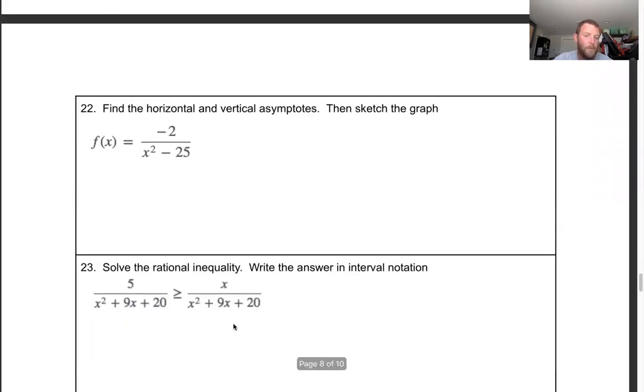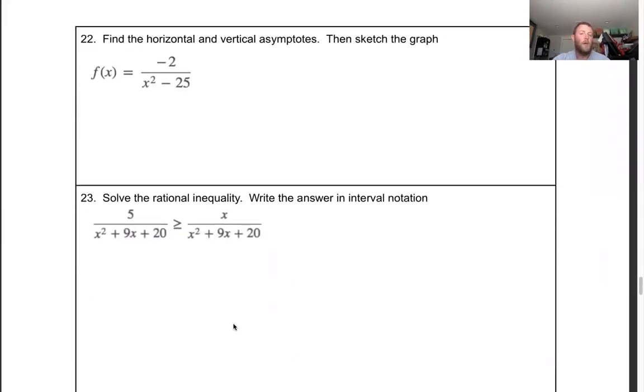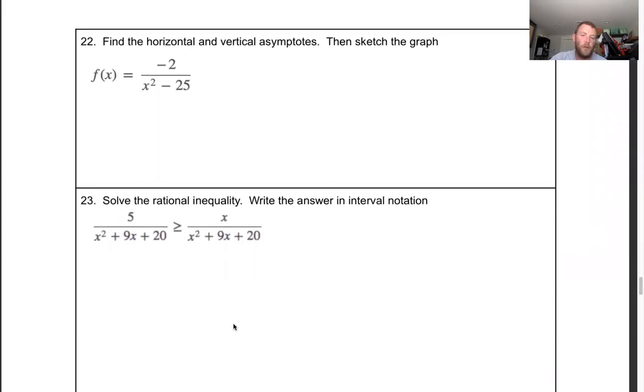22. Okay, so find the horizontal and vertical asymptotes, then sketch the graph. Okay. Let's do that. Okay, so horizontal.